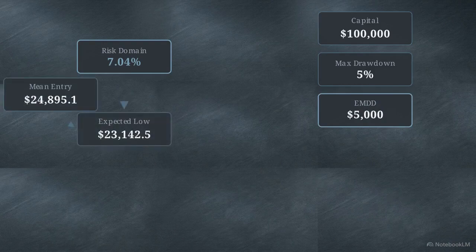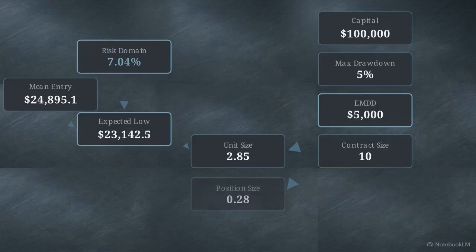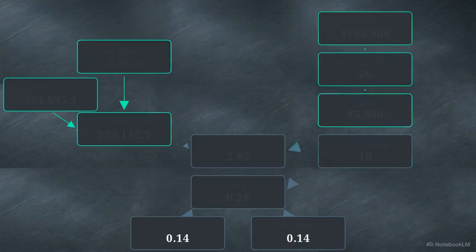By applying the risk domain percentage against the mean entry, the expected low price point is set at $23,142.5. This yields a total unit size of 2.85, resulting in a total position size of 0.28. Splitting this allocation, each trade size is exactly 0.14.